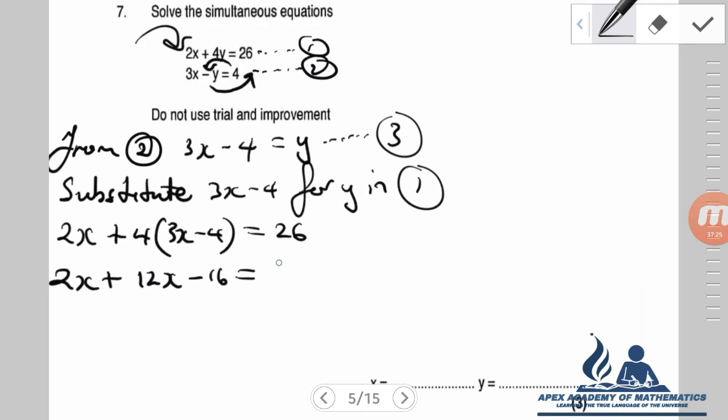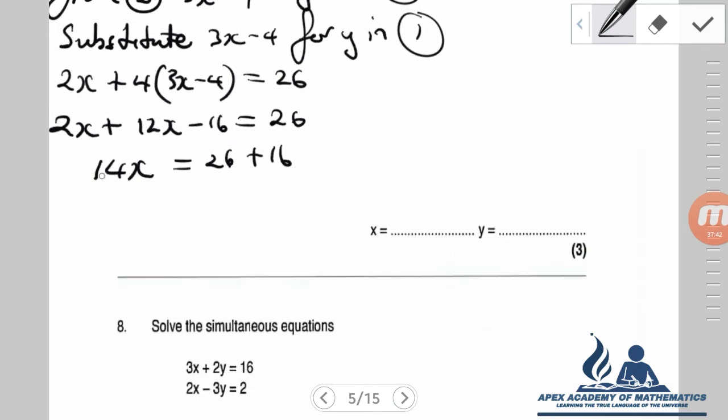So when I add 16 here, it disappears, but when I add it over there, I'm going to get 26 plus 16. Okay, so I have 14x is equal to 42, and obviously x is going to be equal to 42 divided by 14. Dividing both sides by 14, x works out to be 3.